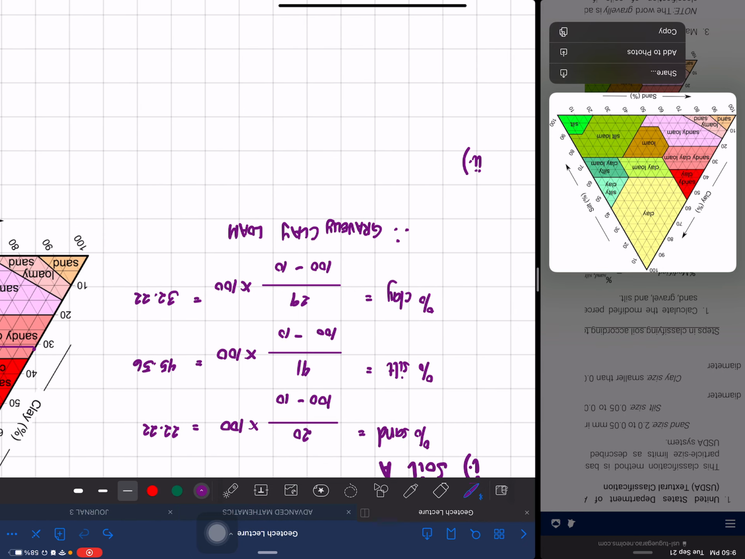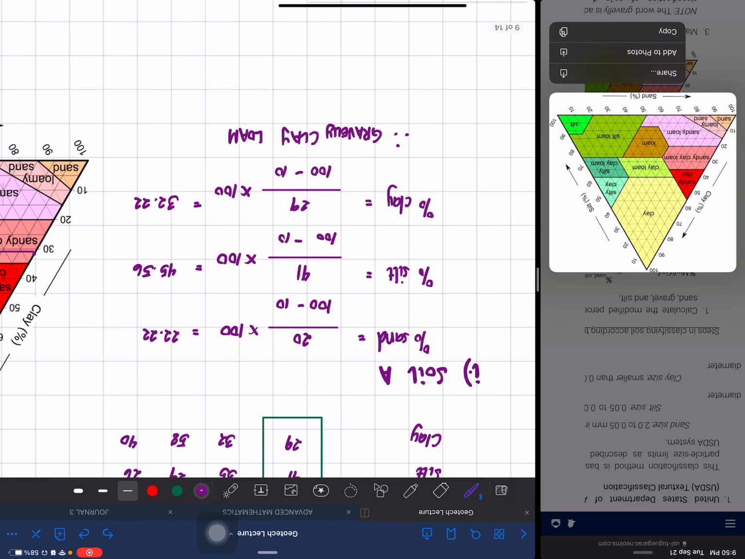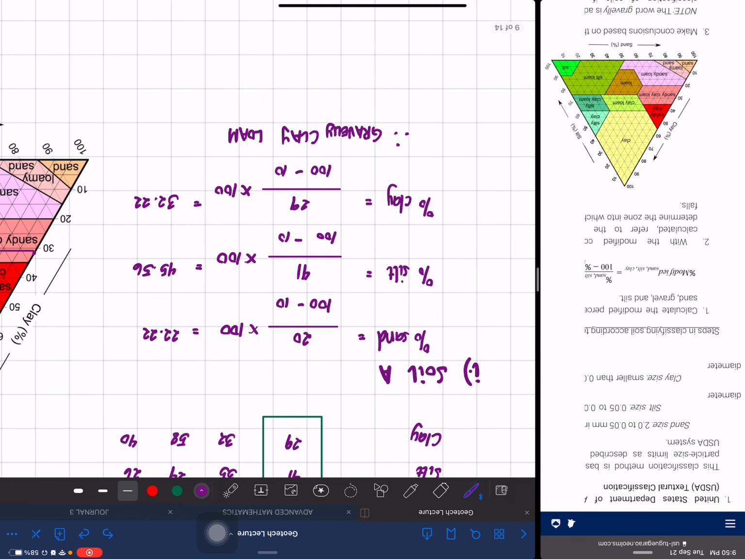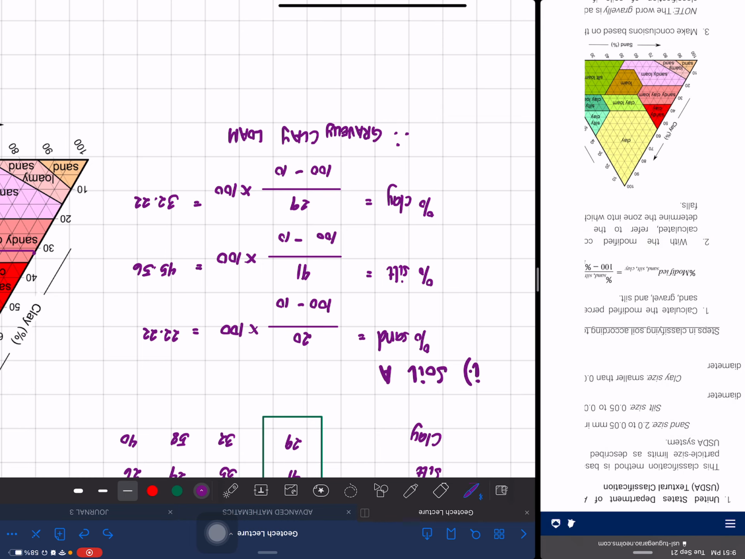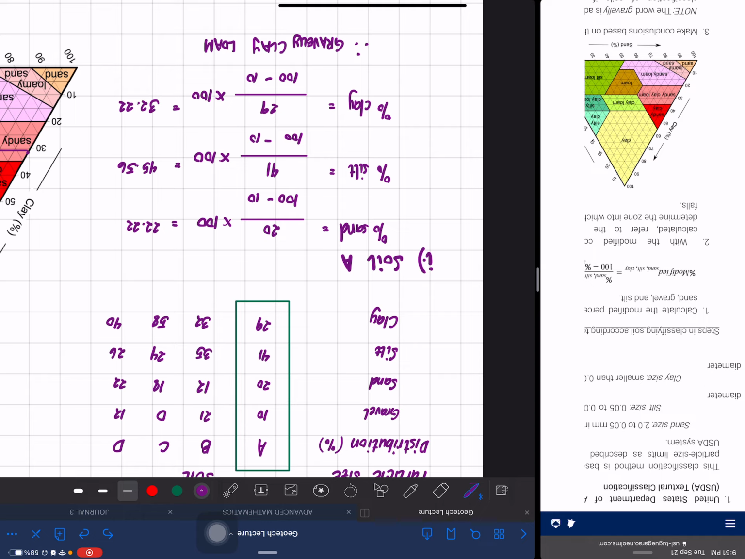Okay, so for the soil B, kayo nang bahala mag-solve doon. You just have to follow this one. Follow nyo lang tong percent modification. If the soil contains a small amount of gravel, you always have to modify it. Kapag wala siyang gravel component, diretso nyo na siyang i-plot. Diretso nyo siyang i-plot dun sa triangle. Okay. So, try ko tong soil B na lang.